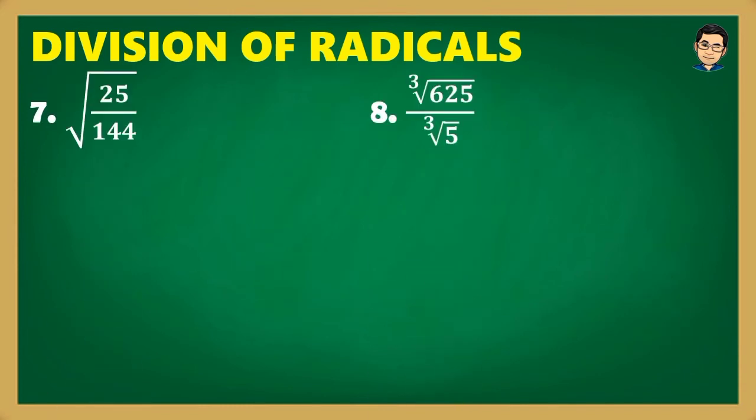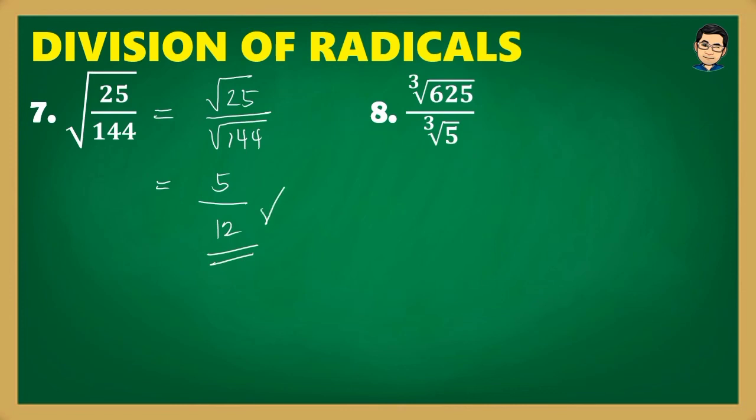So, let's have number 7. So, the square root of 25 over 144. So, simple lang naman. Pwede natin paghiwalayin as square root of 25 over the square root of 144. And then, square root of 25 is 5. Square root of 144 is 12. So, our final answer is 5 over 12.